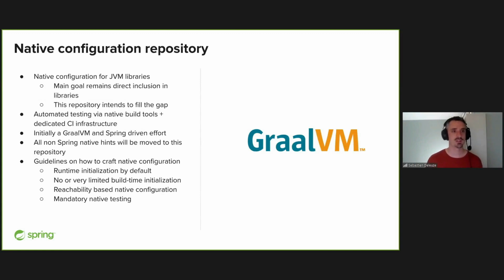An example of this native configuration is the upcoming native configuration repository. So for native configuration for JVM libraries, the goal remains direct inclusion in those libraries, and the testing capabilities will help. But for the libraries that are not yet ready to include the native configuration, we are going to collaborate with the GraalVM team on a native configuration repository that will allow providing native configuration for a specific library if it does not provide native support yet.